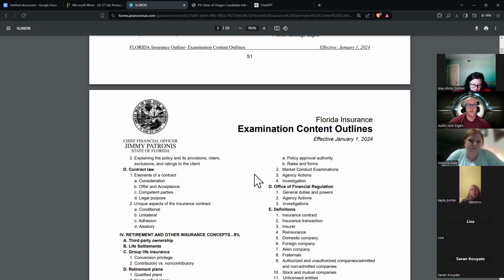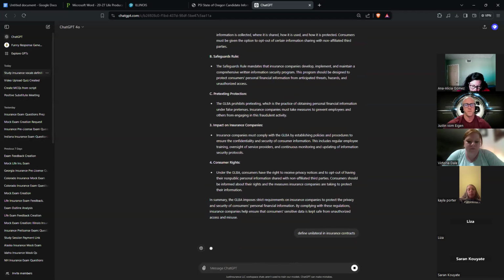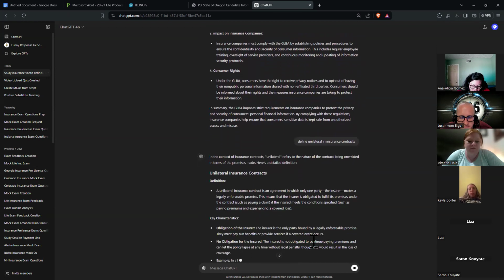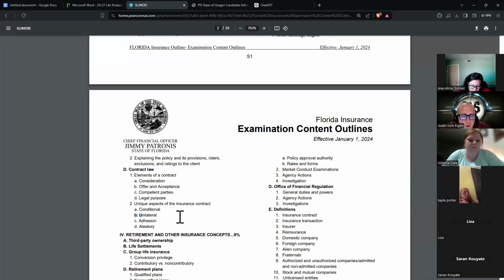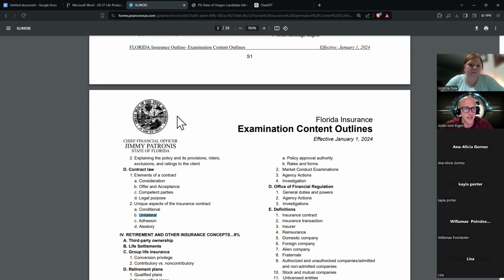Unilateral. I always get unilateral, adhesion, and aleatory confused. So, unilateral is that the insurance company is the only one that's bound to do anything. The insurance company has to pay the claim if the insured dies, but the insured doesn't have to continue paying their premiums for life insurance. Does that make sense? So it's pretty one-sided. Only one side has a legal obligation.